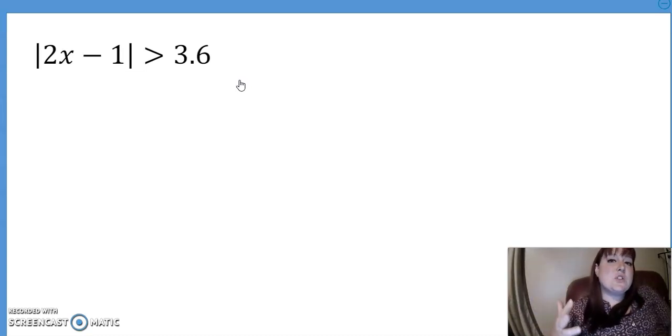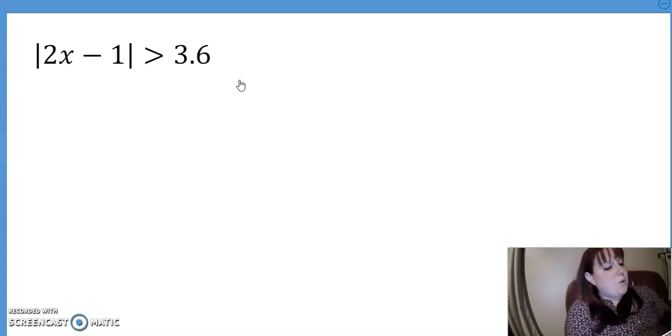So the answer to an inequality is always going to be an interval, a range of values. So maybe it's going to be like negative infinity to 5 and 7 to infinity, or maybe it's going to be from negative 5 to 7 or something like that. But it's always going to be a range of values. It's never going to be one number.